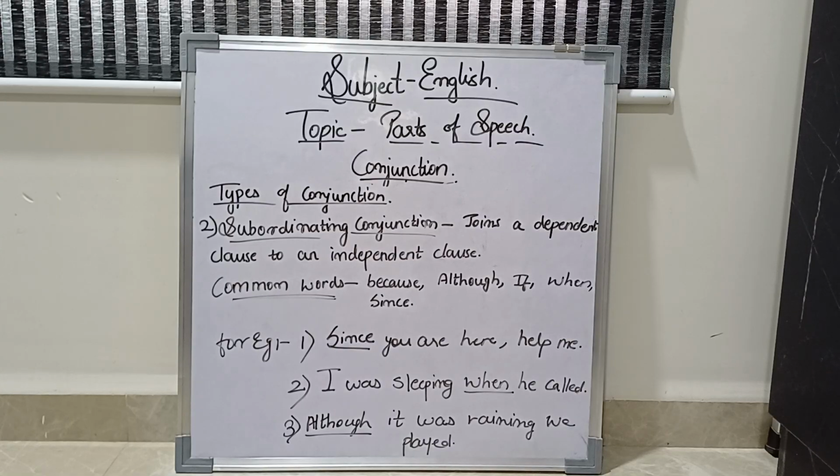So now what are the common words in subordinating conjunctions? These are because, although, if, when and since. So if I give you an example, like since you are here, help me. Now here, if I remove the first word since, how will it sound? You are here, help me. Does it sound good?